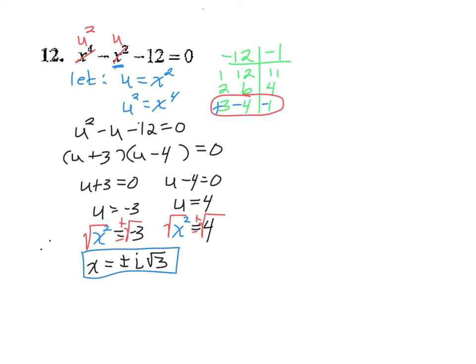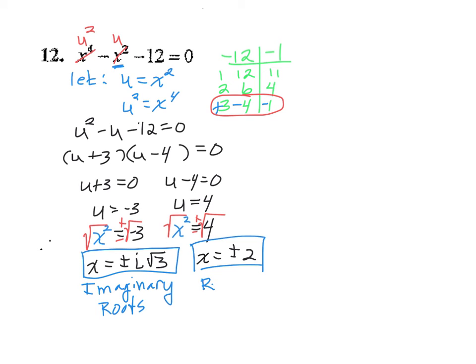So that is imaginary. That's actually 2 imaginary roots. Imaginary roots come in pairs. And then over here, we're going to end up with the square root of x squared is x, the square root of 4, so plus or minus 2. So here we get real roots. So you do have 4 solutions, only 2 of them are real.